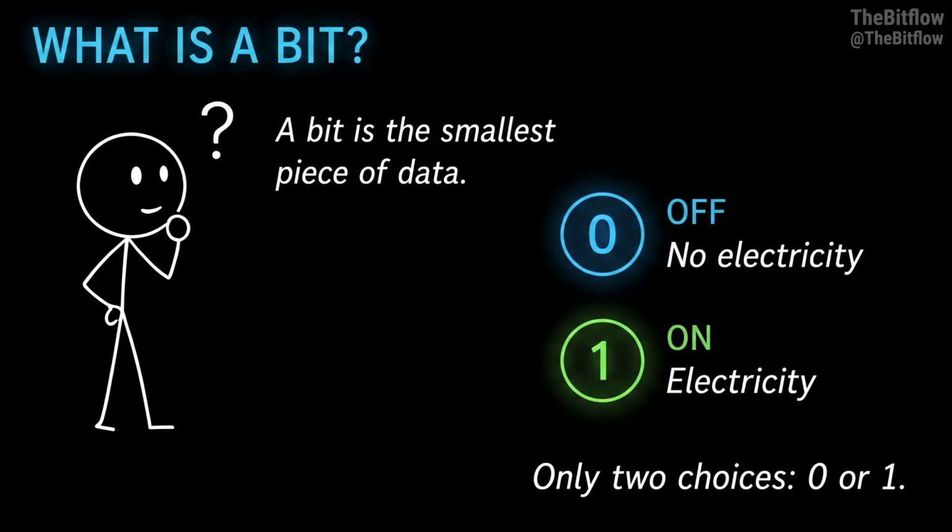Let's find out. Before we understand a byte, we first need to understand a bit. A bit is the smallest piece of information a computer can store. Think of it like a tiny switch. It can only have 2 possible states, off or on. Computers represent those 2 states using the numbers 0 and 1. Everything in computing starts with these 2 simple values.